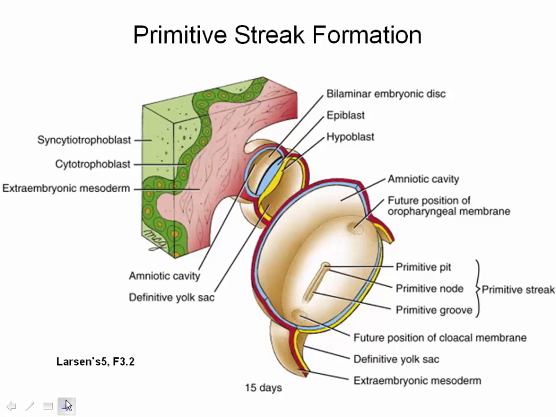The picture in the foreground has the same section. However, the roof of the amniotic cavity has also been removed so that we are looking down onto the bilaminar embryonic disc and specifically the cells of the epiblast layer. So the process of gastrulation begins with the formation of the primitive streak within the epiblast.